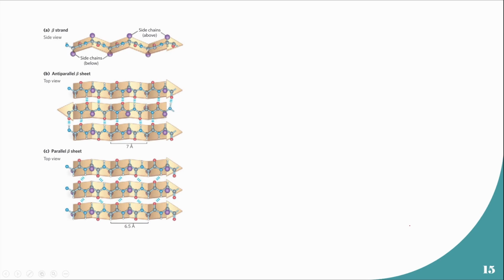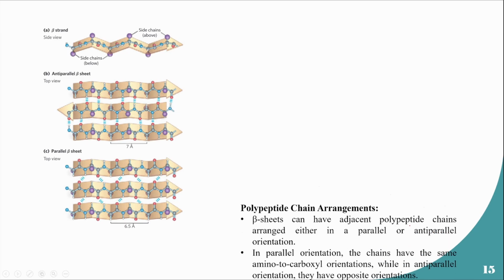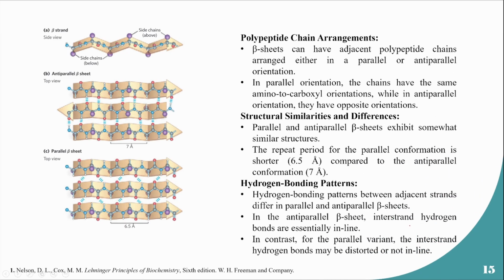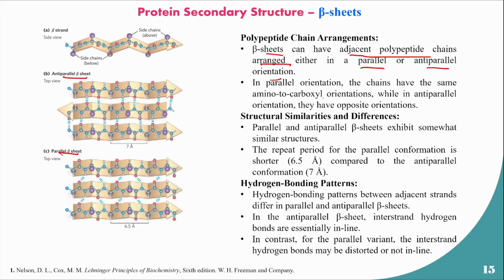Another type of secondary structure is the beta strands. They can occur in two types of arrangements: parallel beta sheets, where the strands are ordered in this way, and anti-parallel beta sheets also. Beta sheets occur when adjacent polypeptide chains arrange in either a parallel or anti-parallel orientation. For the parallel orientation, the chains have the same amino to carboxyl orientation, while in anti-parallel they are in opposite orientations.